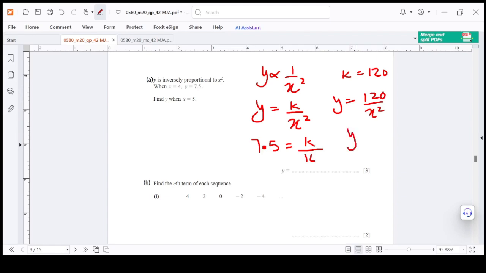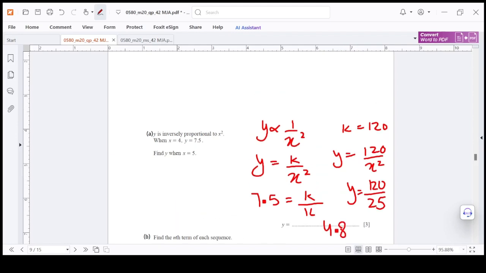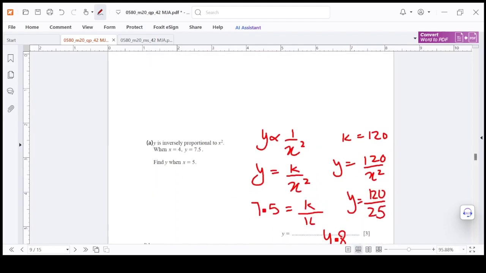Find y when x is 5. So 120 upon 5 squared, which is 25. This gives 4.8. Please be right. Otherwise, it's going to be pretty embarrassing. 7.8.